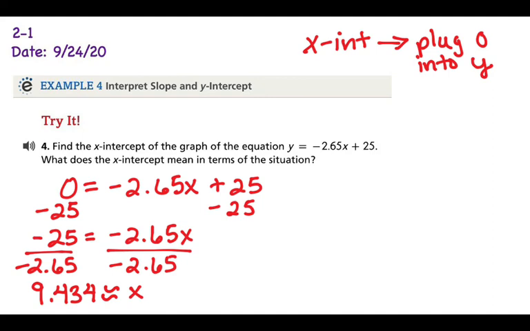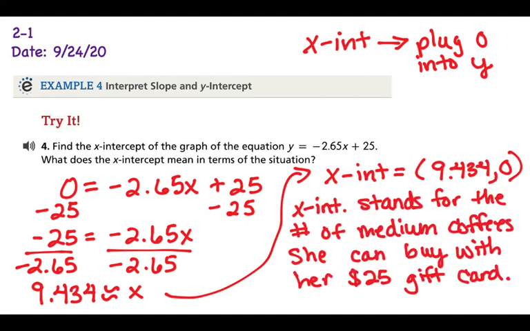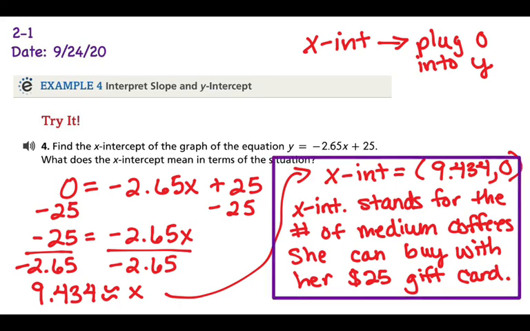And what does that mean in the situation is our second part. And that means that the x-intercept stands for the number of medium coffees she can buy with her $25 gift card. And then when you're writing the x-intercept, you always want to write it as a coordinate point. So 9.434, 0 would be the answer for the x-intercept.